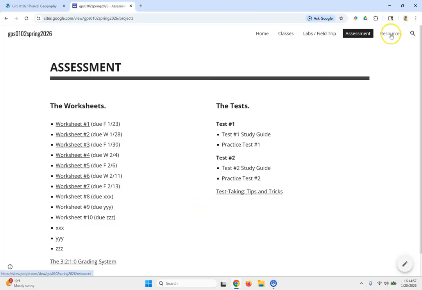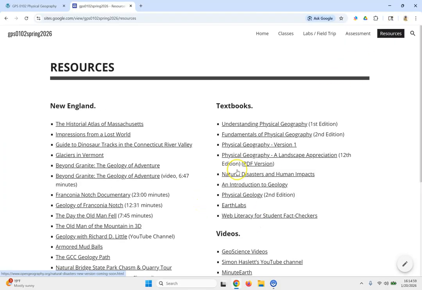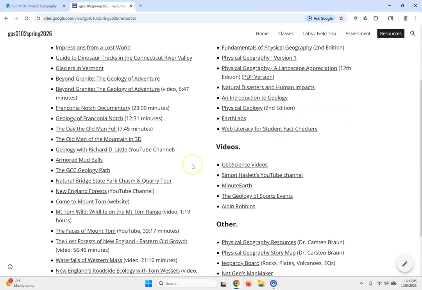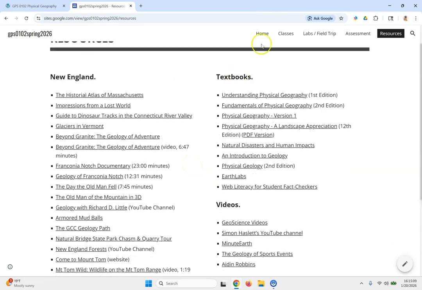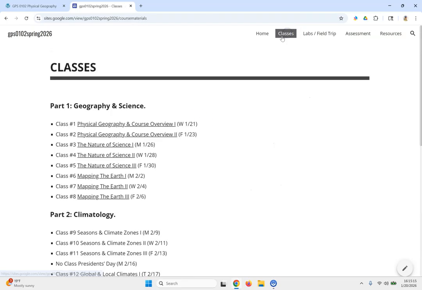And then under resources, you looked at this for the homework. We have all kinds of cool stuff, including these free online textbooks and other resources that you can use for this particular class. So let's go back to classes here, right? So, that didn't work, classes. Here we go. So Physical Geography Part 1, Class 1, we did that on Wednesday. So today we're going to do the second class of that. And let's just dive right in.